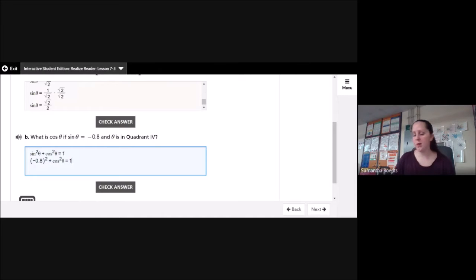Negative 0.8 squared is 0.64. Plus cosine squared theta equals 1. I'm going to subtract 0.64 from both sides. So 1 minus 0.64 gives me 0.36. So cosine squared theta equals 0.36. I'm going to square root both sides.